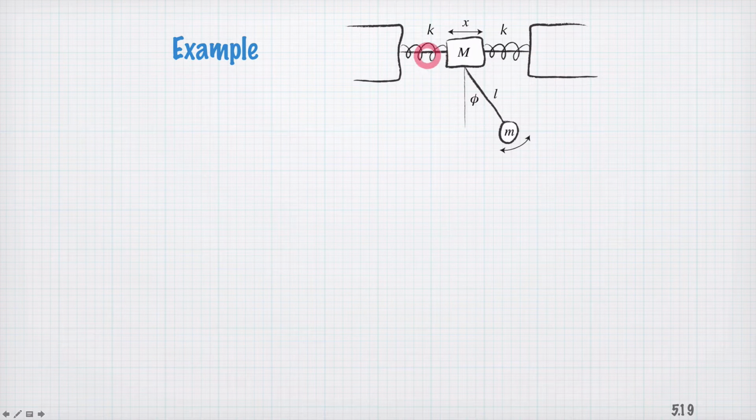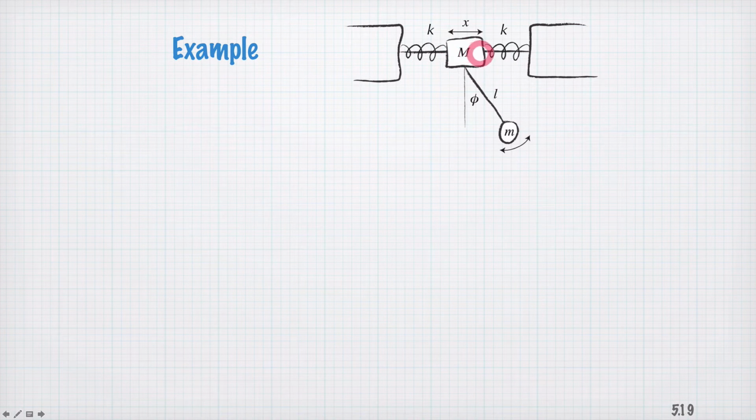First example we'll look at is a mass, big M, sliding backwards and forwards here, pushed around by some springs, each with spring constant K. And attached to this mass is a pendulum that swings backwards and forwards. It's got length L, coordinate phi for the angular motion, and mass little m. Now, to use the Euler-Lagrange equation, we need to know the potential and kinetic energies associated with these two masses.